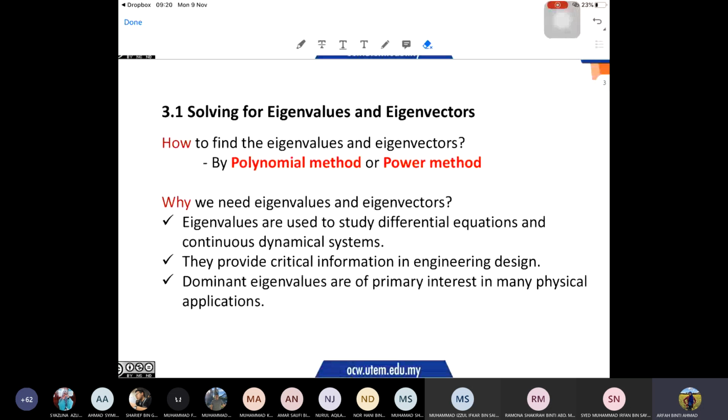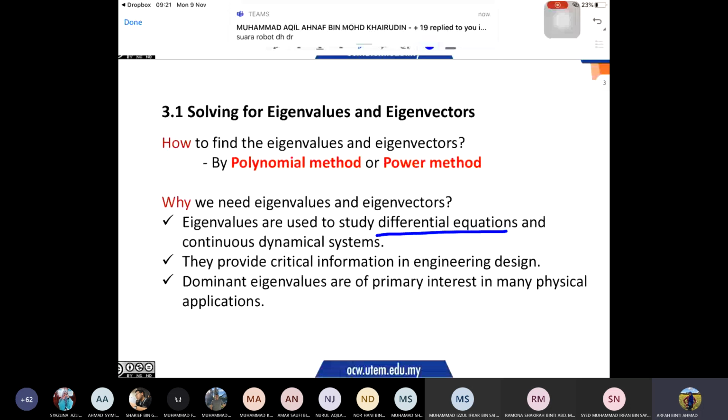Okay, they provide critical information in engineering design, and dominant eigenvalues are of primary interest in many physical applications. There are certain applications, and this is used a lot in circuits later, if you look at electrical circuits and so on. So the application you will see later on, but let's take a look into the theory of how you are going to solve the eigenvalue.